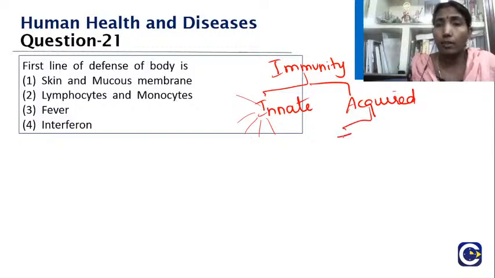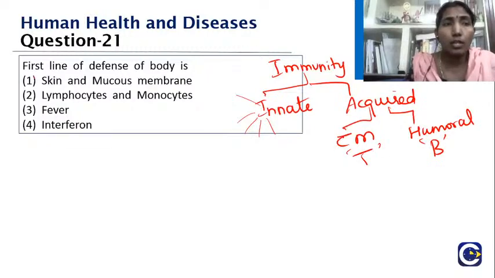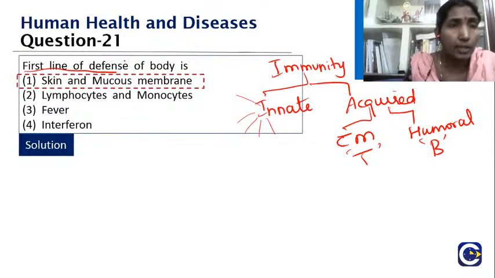Like how you have the cell mediated immunity and the humoral immunity conferred by B lymphocyte and T lymphocyte. So here, which is the first line of defense? Yes, it is the skin and the mucous membrane, not lymphocytes. If I would have given neutrophils, then you could have chosen. It is not lymphocytes.